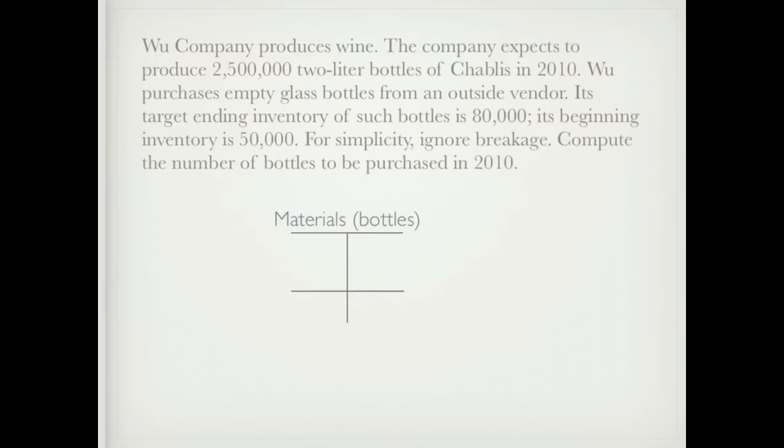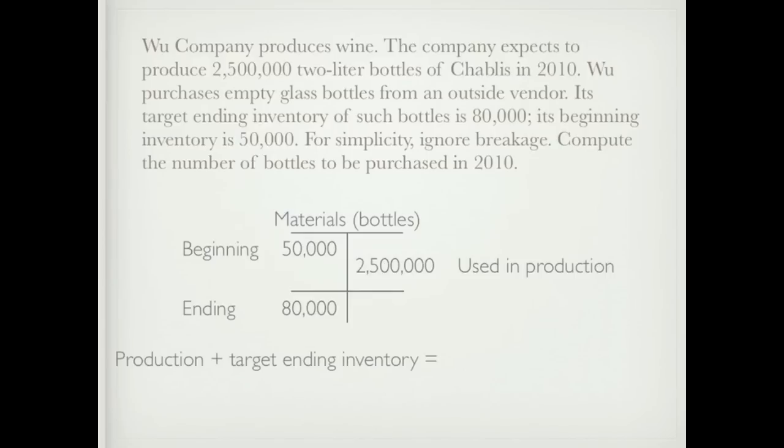So just as with our prior example in part 1 of this series, we're not looking at a T account with dollars. So again, I'm using the T account tool, and we're using units, or in this case, bottles. So we're going to fill in the information of our T account that we're given. We're given beginning inventory of 50,000 bottles. They tell us that we want to end up with 80,000 bottles, and that we expect to produce or use in production 2.5 million bottles.